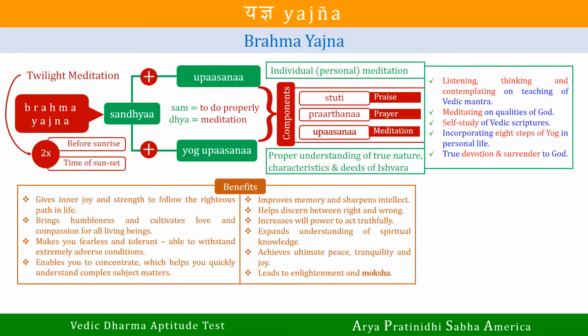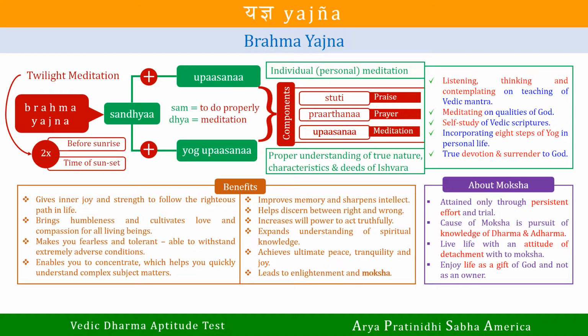Can you tell me about moksha? It is a long topic, but let me give you a quick overview. Moksha is only attained through persistent effort and trial. Cause of moksha is pursuit of knowledge of dharma and adharma. Living life with an attitude of detachment leads to moksha. Detachment means enjoy life as a gift and a grace of God and not as an honor.